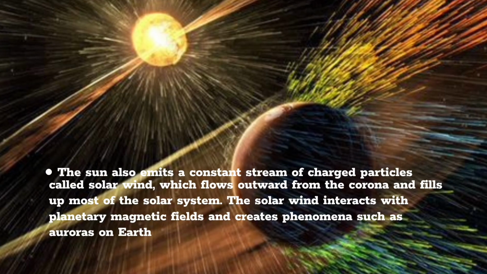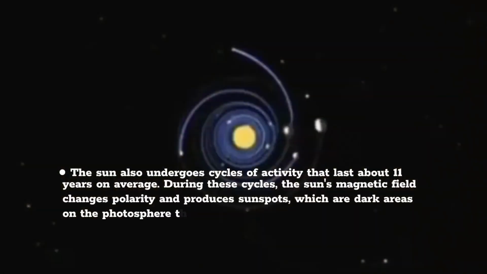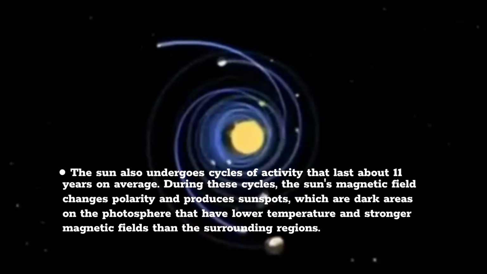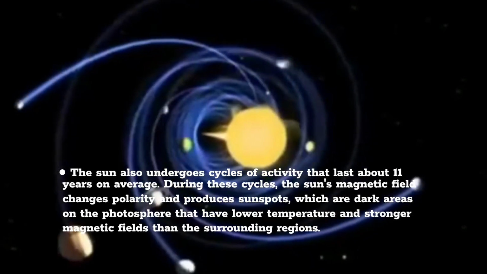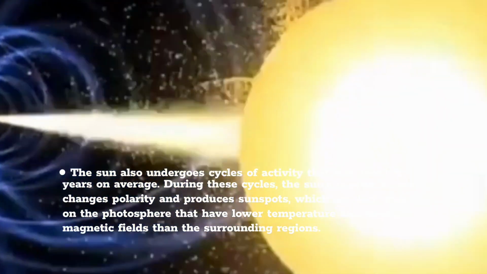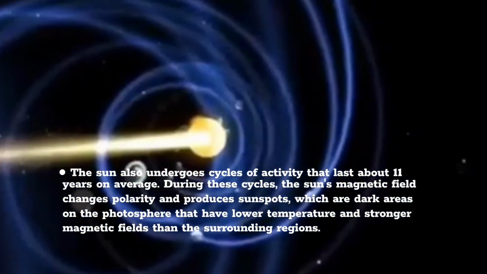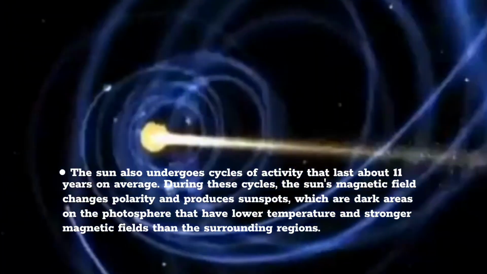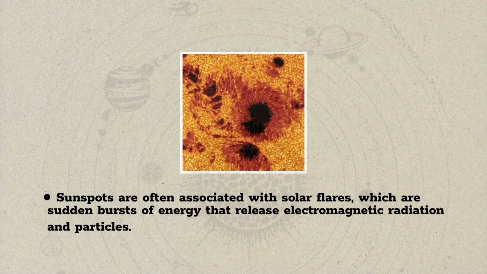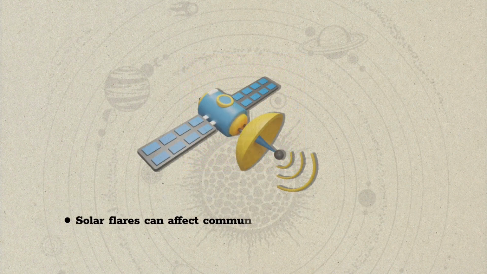The Sun also undergoes cycles of activity that last about 11 years on average. During these cycles, the Sun's magnetic field changes polarity and produces sunspots, which are dark areas on the photosphere that have lower temperature and stronger magnetic fields than the surrounding regions. Sunspots are often associated with solar flares, which are sudden bursts of energy that release electromagnetic radiation and particles. Solar flares can affect communication systems and satellites on Earth.